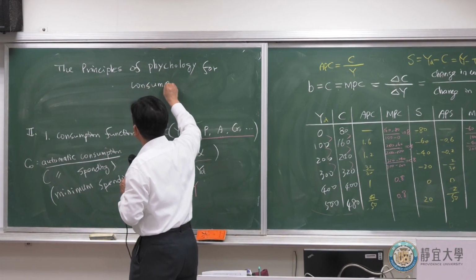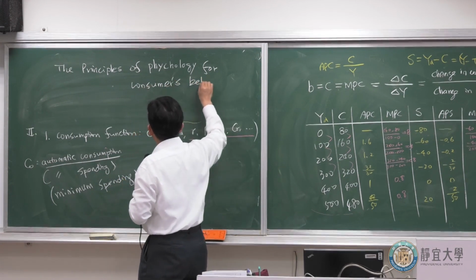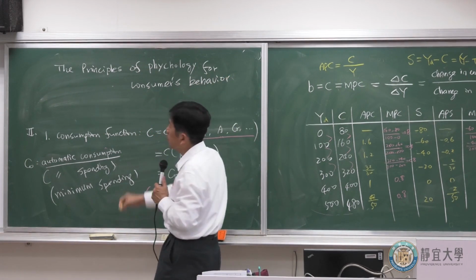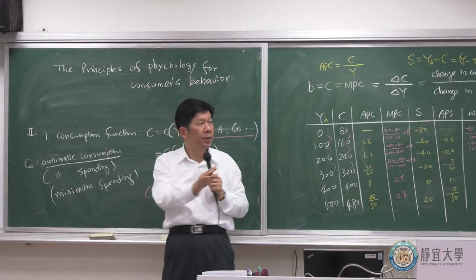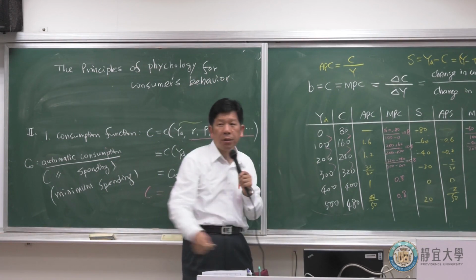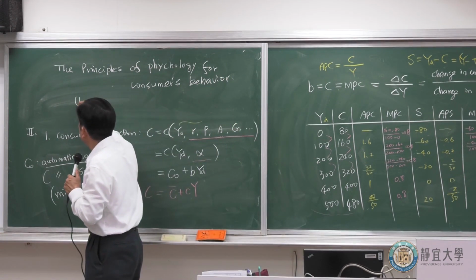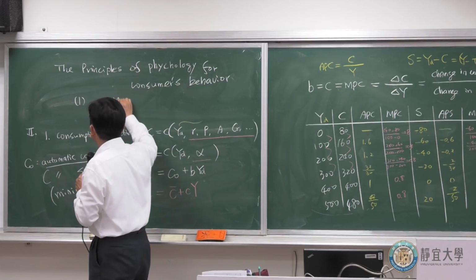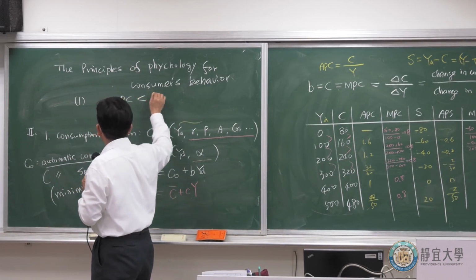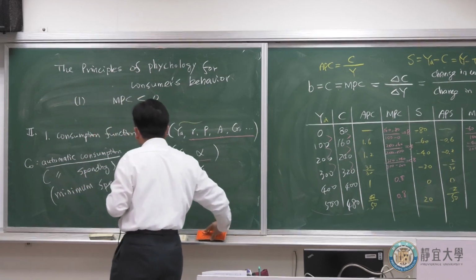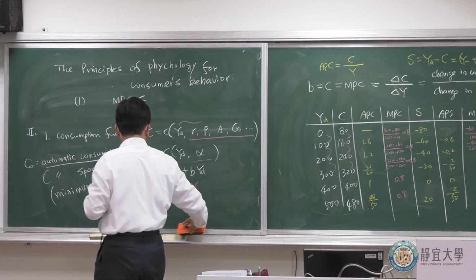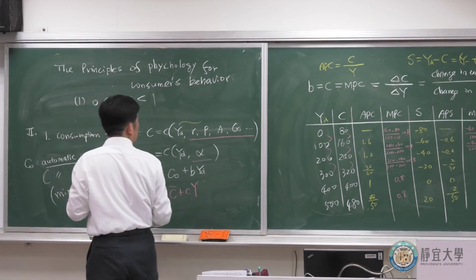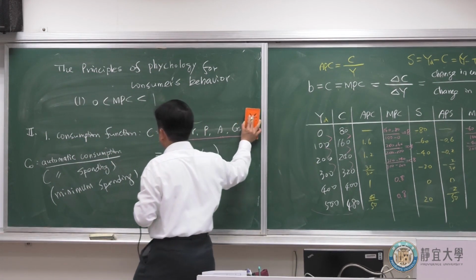For consumer behavior, okay? They have some special properties, we can check here. First, we can see MPC is between 1 and 0, okay?